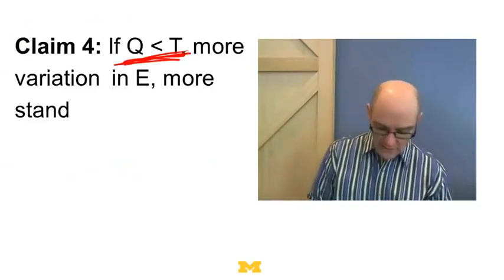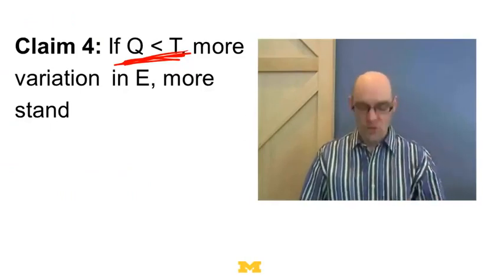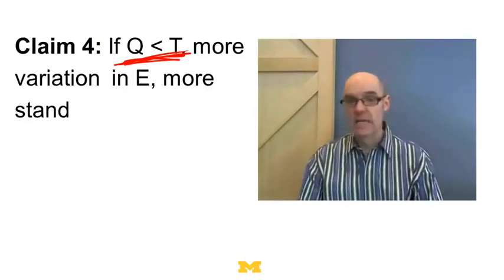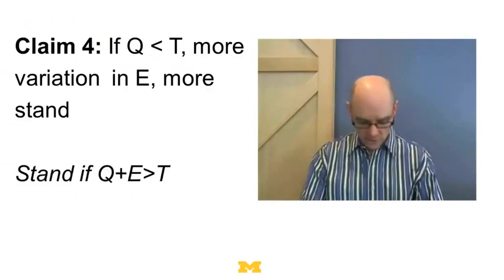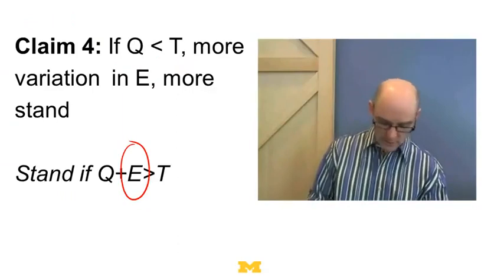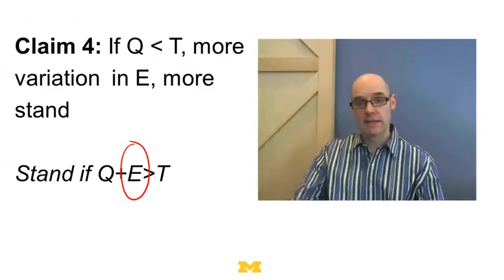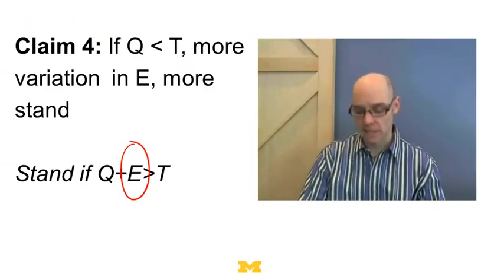If Q is less than T, so if it's not a great show, you're more likely to get a standing ovation if the variance in E is larger, right? And again, that's because you stand if Q plus E is bigger than the threshold. If there are more people with big E's, you're going to have more people stand, and then it's more likely to cascade into a full-blown standing ovation.